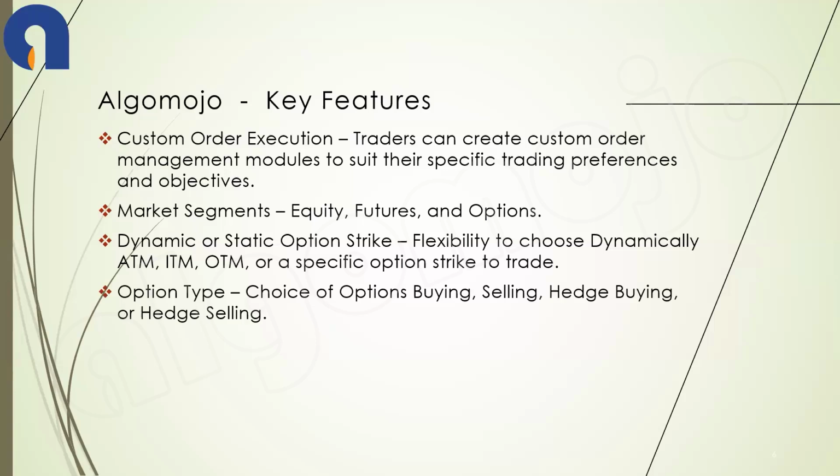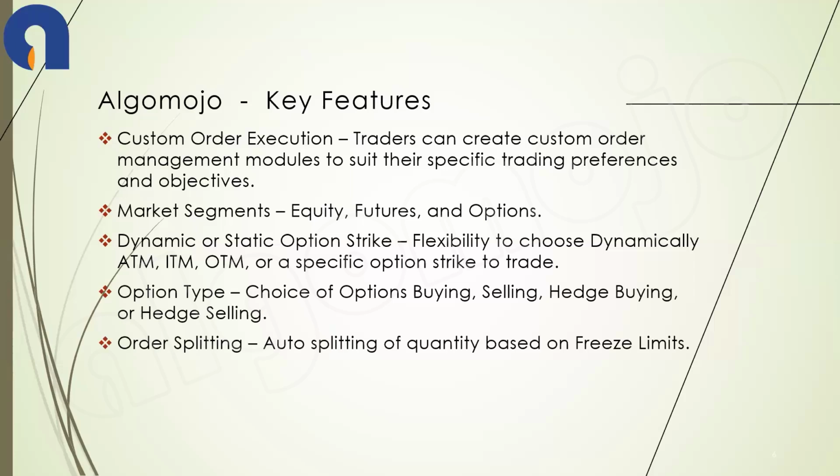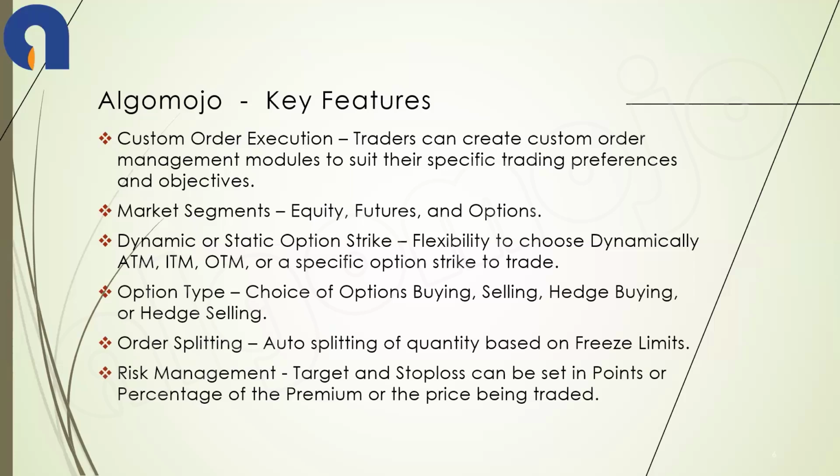Then if you are an option buyer, you can use our platform not only for option buying, you can do option selling. You can hedge buy or hedge sell based on your strategy requirements in the platform. Then if you're passing large quantities of orders to be placed, you need not worry about splitting the order. Algomojo will take care of that depending on the quantity that you have set for trading purposes. For risk management, we provide target and stop loss, and these can be set in terms of percentage or in terms of points.